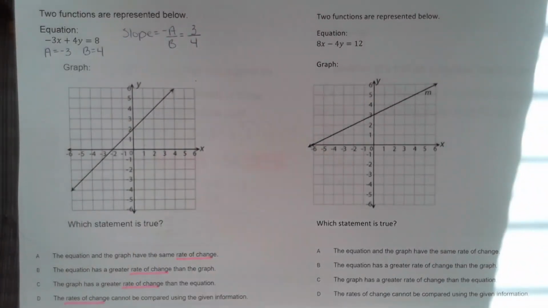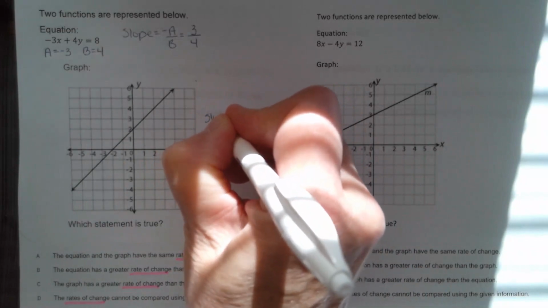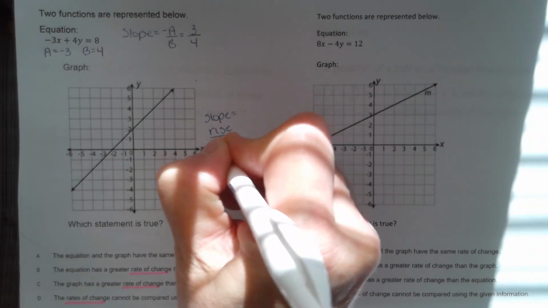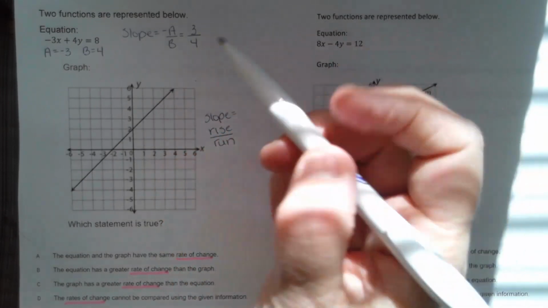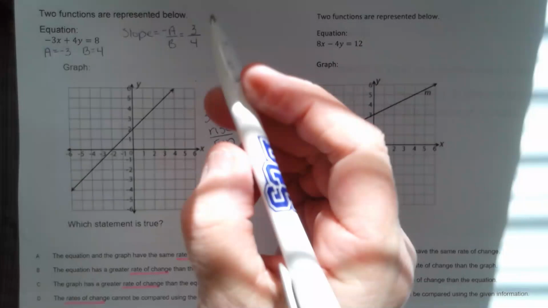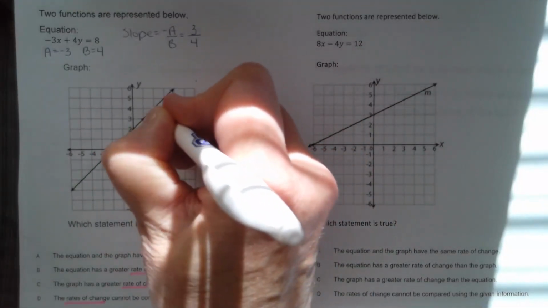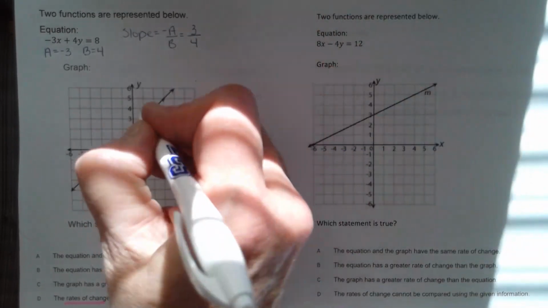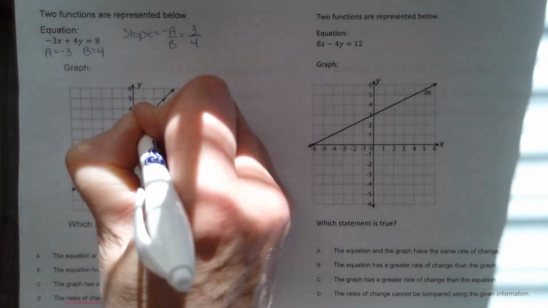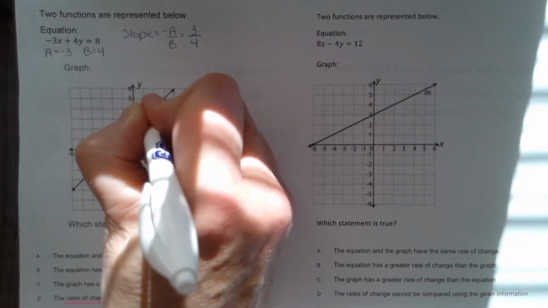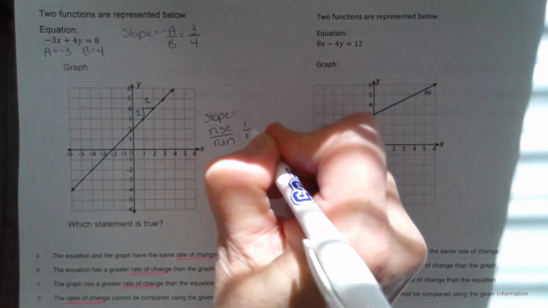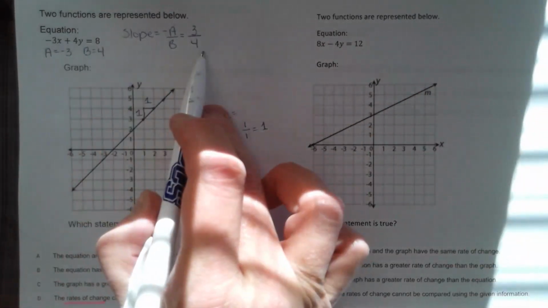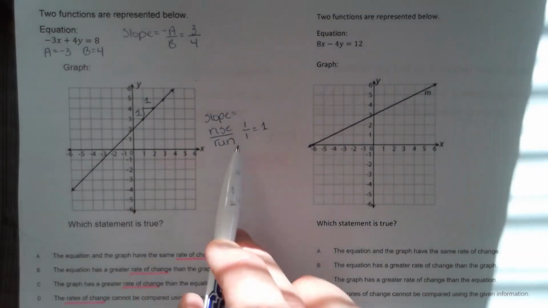Now we need to find the slope of the line. And to find the slope of a line, we do rise over run. Doesn't matter which 2 points I pick. I just want to make sure they go through the corner of the graph and corner of the little blocks. That gives us perfect integers. I'm just going to pick these 2. So my rise is 1 and my run is 1. So 1 over 1 equals 1. So for the equation, my slope is 3/4. For the graph, my slope is 1.